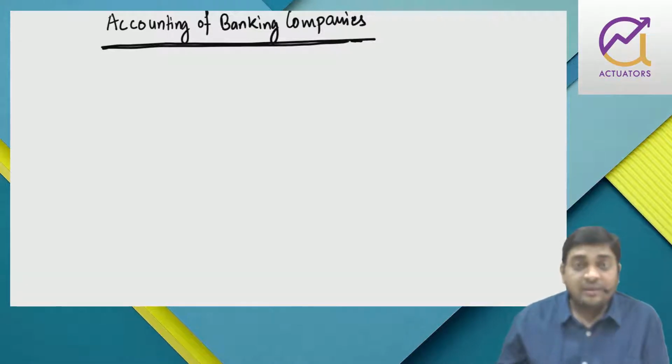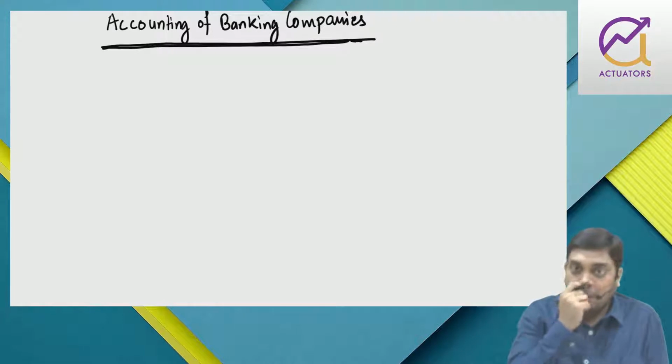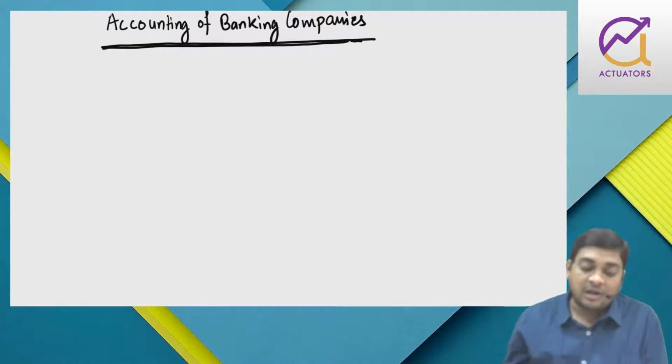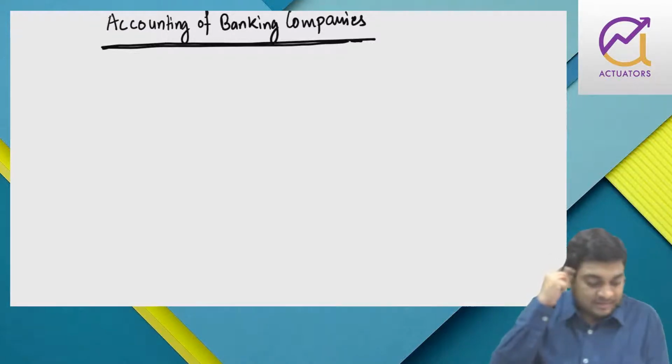We were doing accounting of banking companies, right? And as of now, we have done rebate on bill discounted treatment. We know how to deal with rebate on bill discounted. Then we have also learned income recognition of performing and non-performing assets. Then we have also learned how to calculate provision on advances, and it will be as per RBI guidelines.